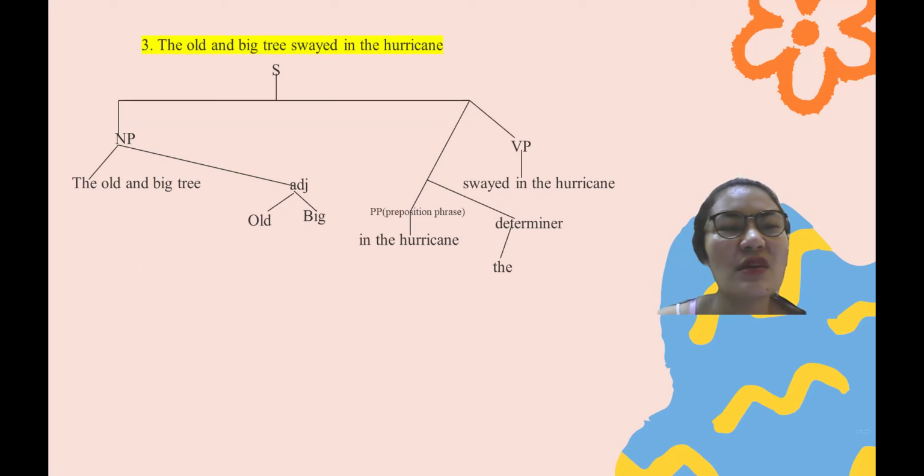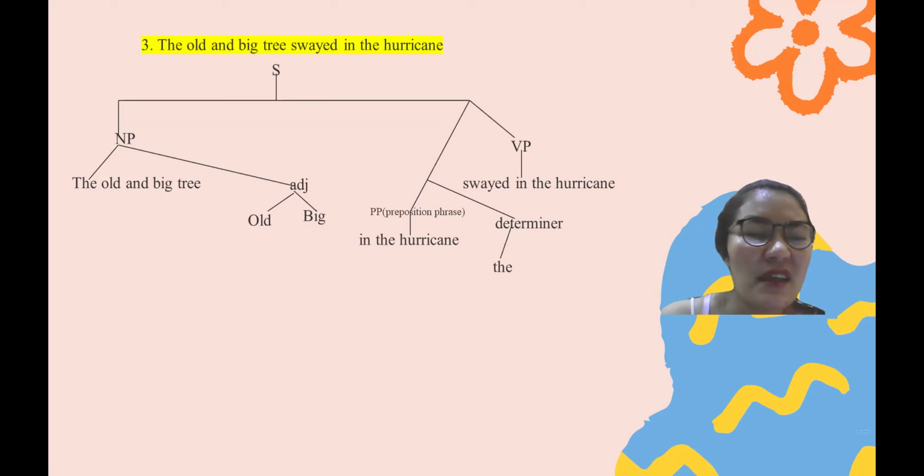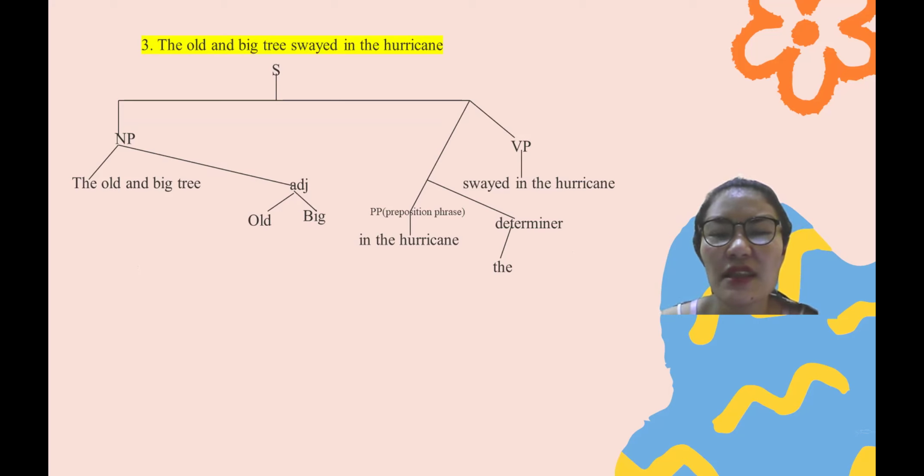Number 3, the old and the big tree swayed in the hurricane. Okay, the noun phrase is the old and the big tree. Adjective is old. Big is also an adjective. The verb phrase is swayed in the hurricane. The prepositional phrase is in the hurricane. In is a preposition. The is a determiner.